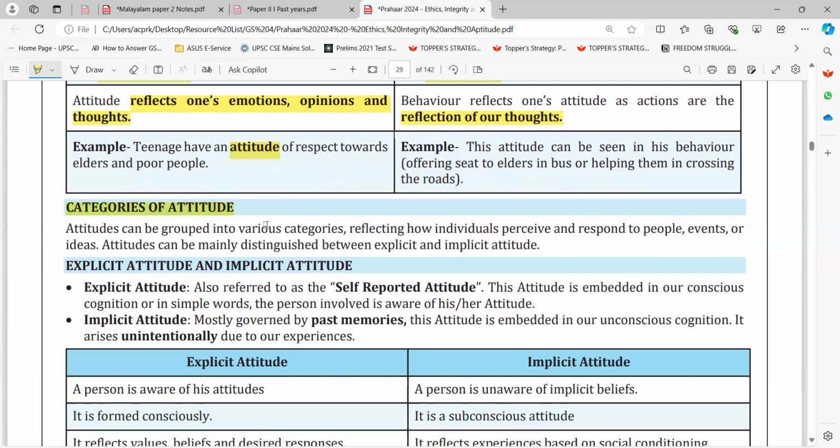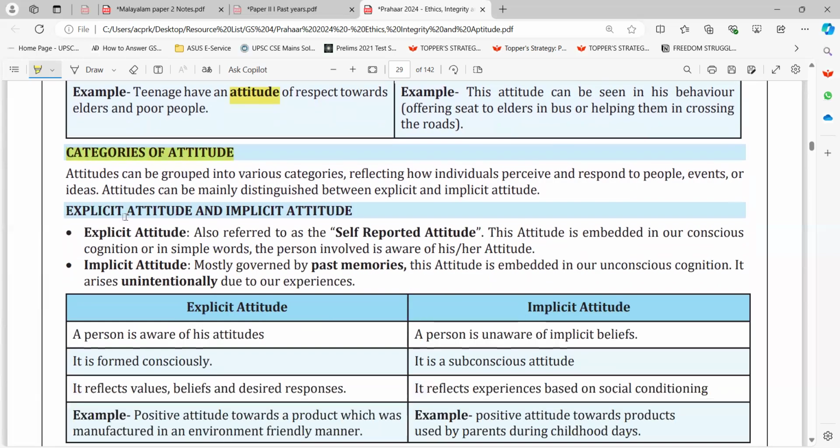Attitudes can be grouped into various categories, reflecting how individuals perceive and respond to people, events, or ideas. Attitudes can be mainly distinguished between explicit and implicit attitude. What is explicit attitude? Also referred to as self-reported attitude, this attitude is embedded in our conscious cognition, or in simple words, the person involved is aware of his or her attitude. Next is implicit attitude. Mostly governed by past memories, this attitude is embedded in our unconscious cognition. It arises unintentionally due to our experiences.